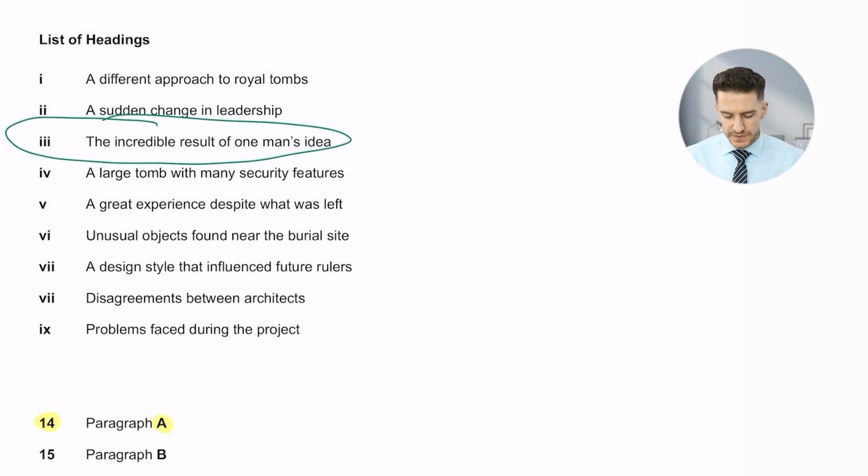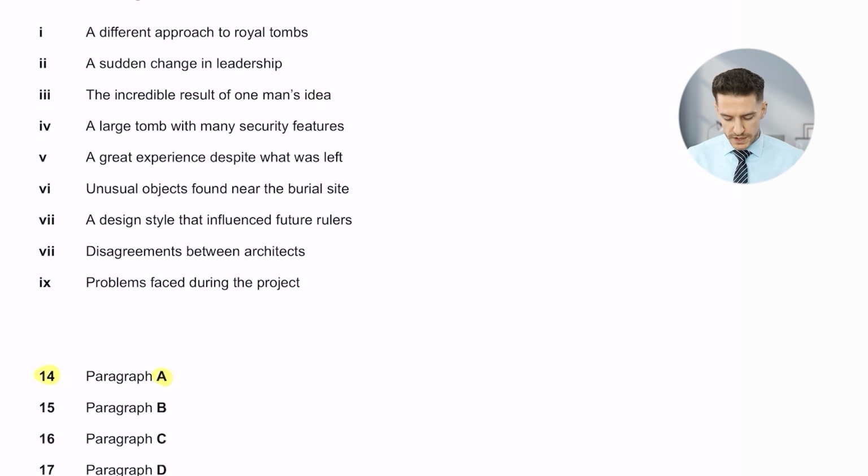Now let's keep going. A large tomb with many security features. Well, no, it doesn't really talk about security. A great experience despite what was left. No. Unusual objects found near the burial site. No. A design style that influenced future rulers. No. Disagreements among architects. No, nothing about that. And problems faced during the project. Well, no, there's nothing about that. So I think we can safely say that the answer for question 14 is 3.